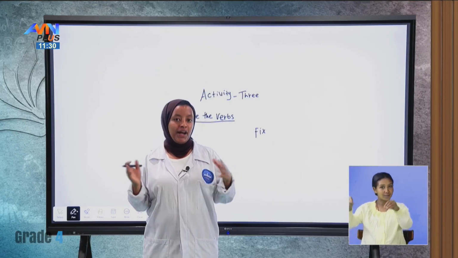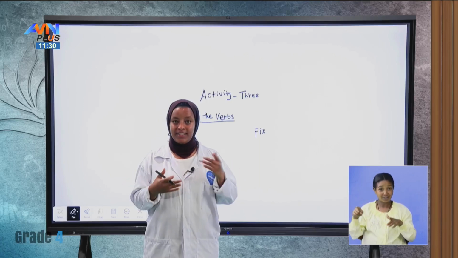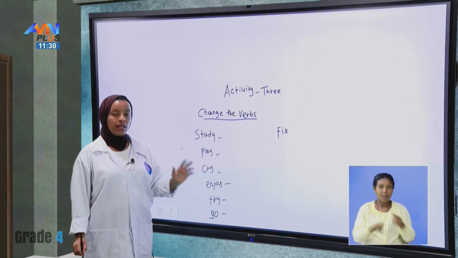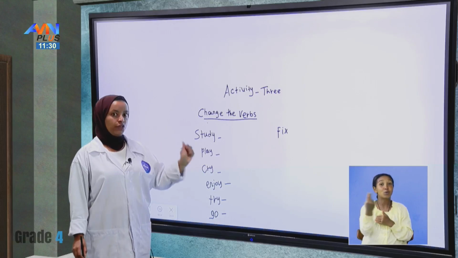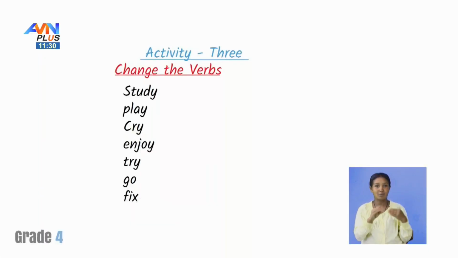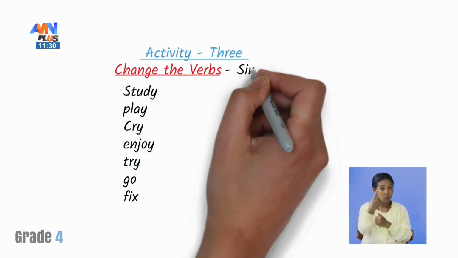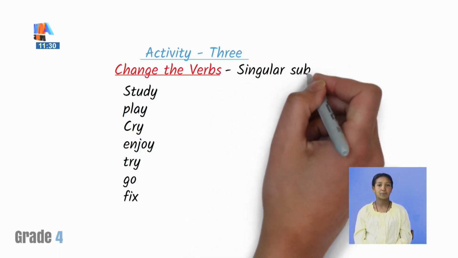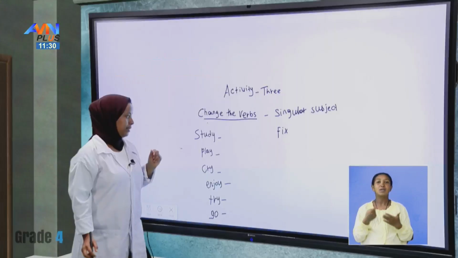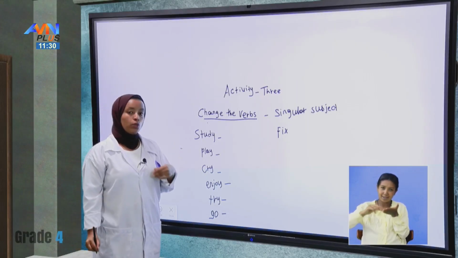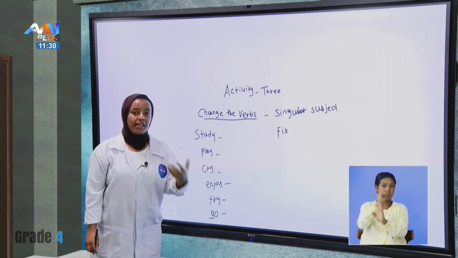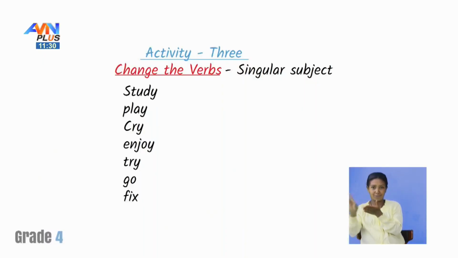Students, I'm back. I hope you all have done this activity. Let us do it together. Here are the verbs, which are base verbs, but specifically we are going to use them for singular subjects. Don't forget that, students. So here is study. Study ends with Y and there is no vowel before Y, so we just cancel Y and make it studies.